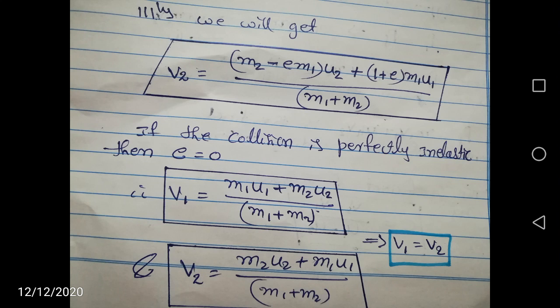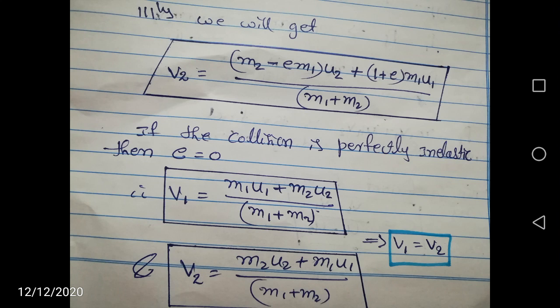Similarly, we shall write the velocity of the body of mass m2 after the collision as v2 equal to (m2 minus e m1) u2 plus (1 plus e) m1 u1, divided by (m1 plus m2).